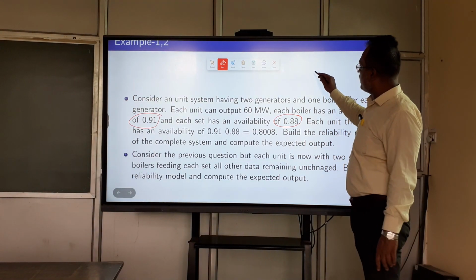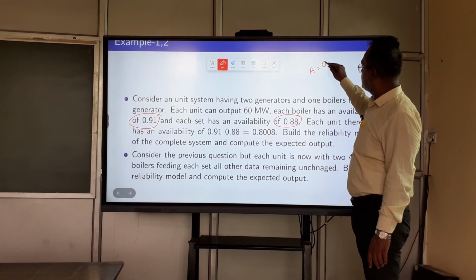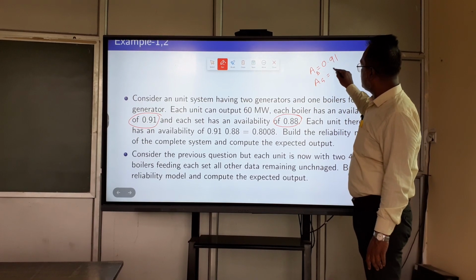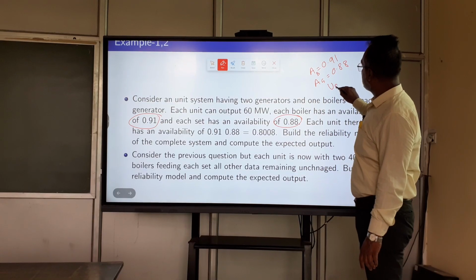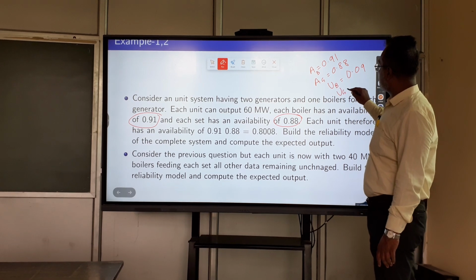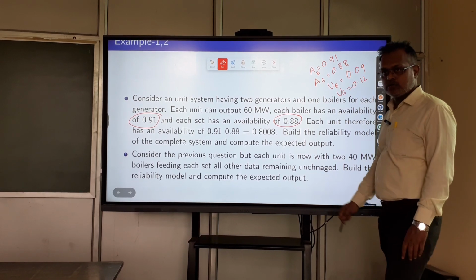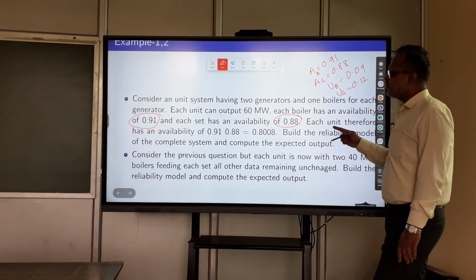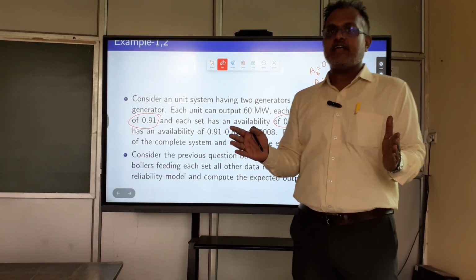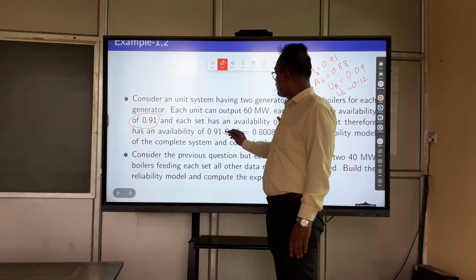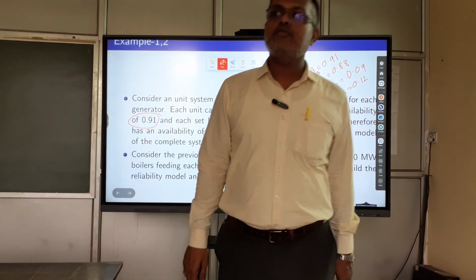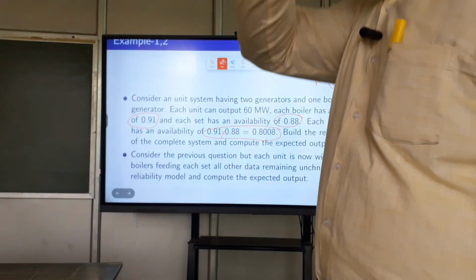If the boiler availability is 0.91 and generator availability is 0.88, what is the unavailability of the boiler? 0.09. What is the unavailability of the generator? 0.12, 12%. Each unit therefore has an availability of... each unit means the whole set, boiler-generator set. So you simply multiply 0.91 into 0.88. 0.8008. That is the availability of the whole unit. Okay.